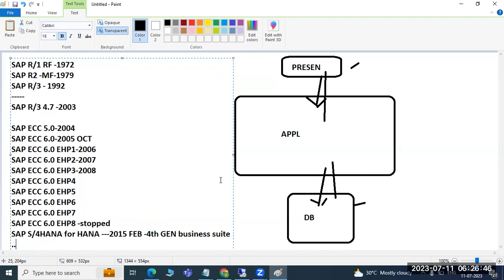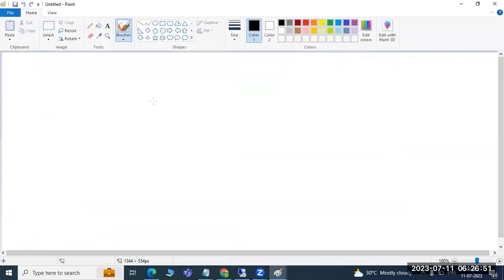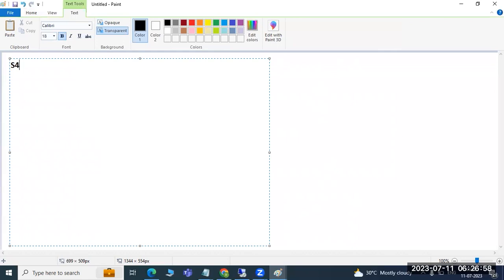So let's talk about a few versions, where we are currently in S4 HANA. They started implementing S4 HANA. The first financial system is 1503, the March 2015 release. See here, the version 2015-03 is March.